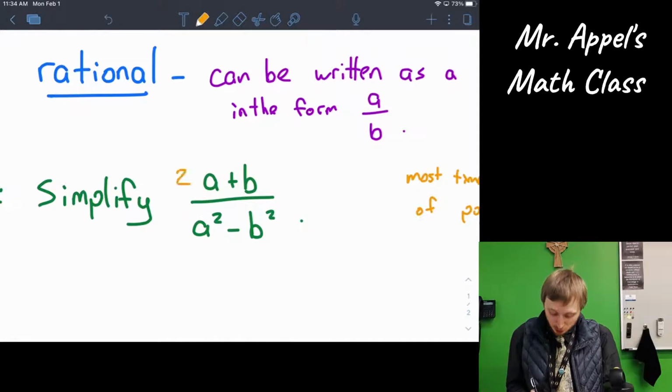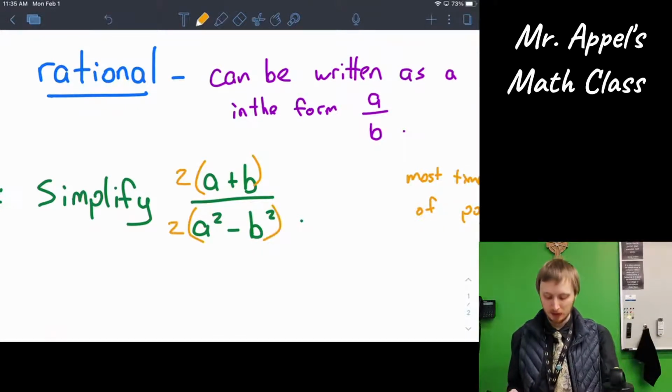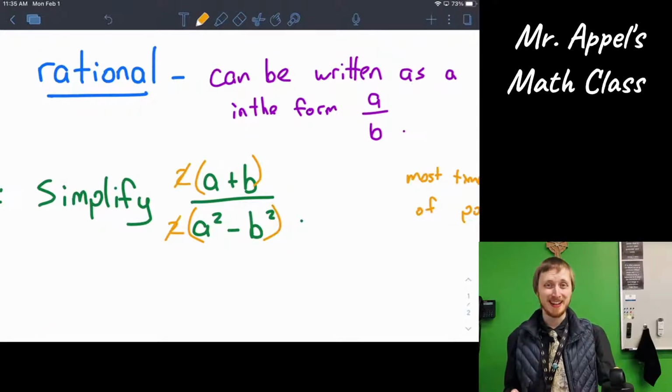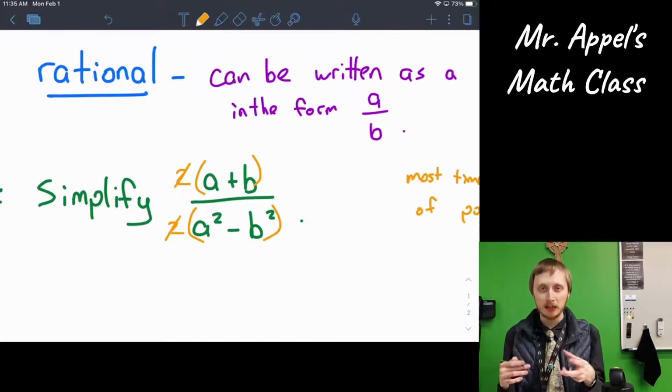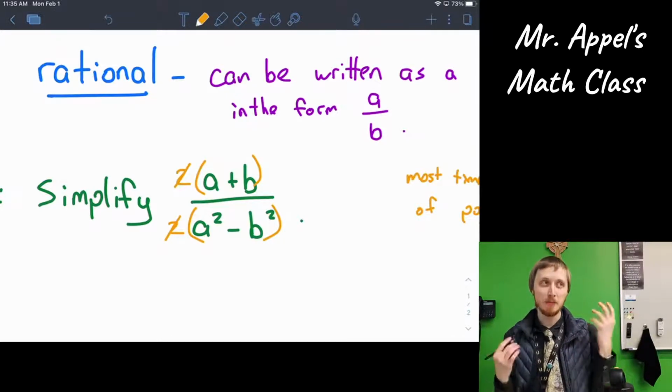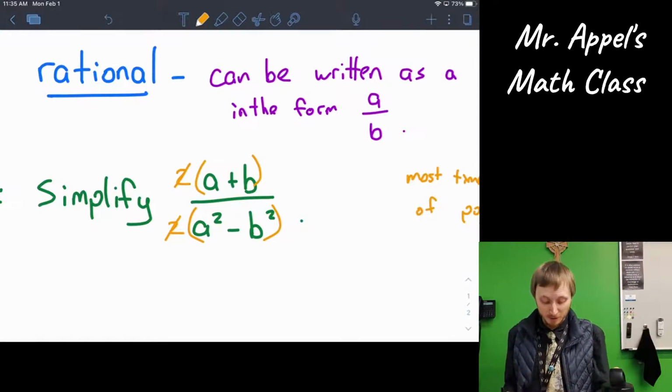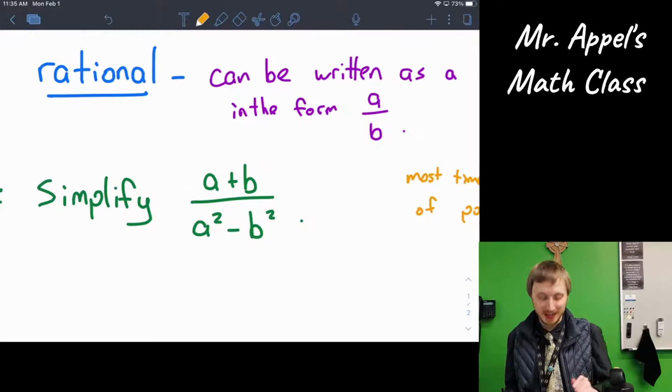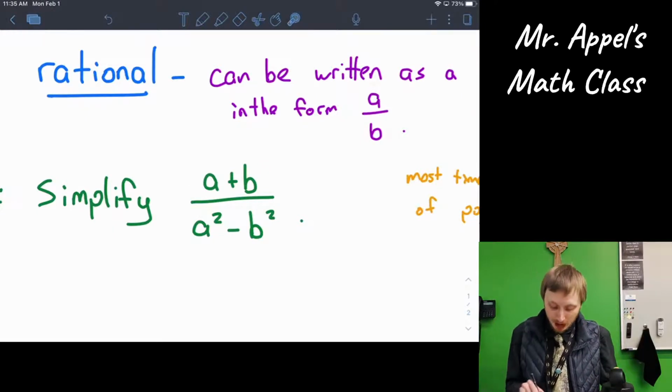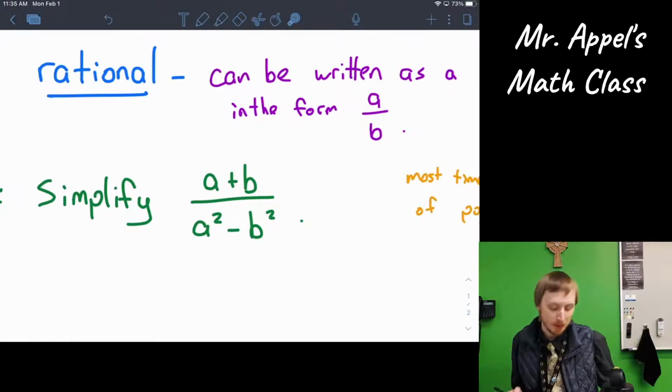If this was 2 times a plus b and 2 times a squared minus b squared, oh, then I could reduce the 2's on the top and the bottom. They have to be multiplied by the numerator and multiplied by the denominator. So factoring here is going to be critical. We have to find common factors. a is not a factor of a plus b. Okay?